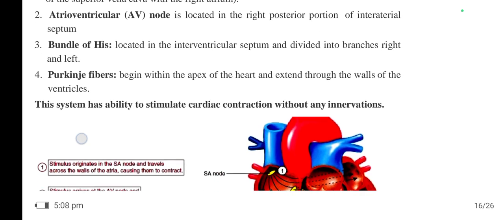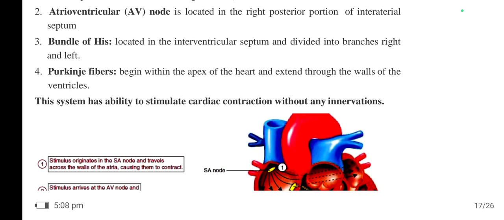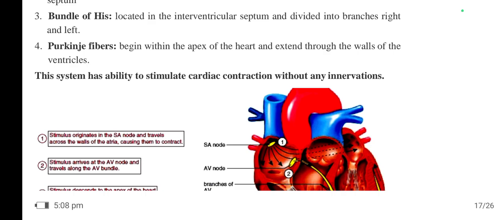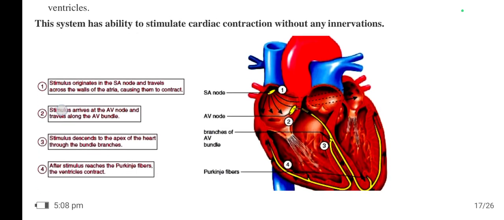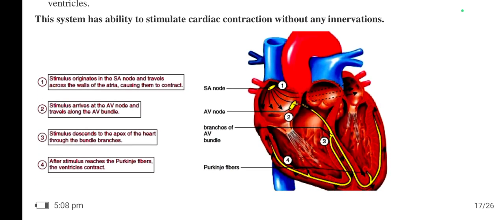Atrioventricular node, that is AV node, is located in the right posterior portion of the interatrial septum. Bundle of His is located in the interventricular septum and divided into branches, right and left. Purkinje fibers begin within the apex of the heart and extend through the wall of the ventricle. The system has ability to stimulate the cardiac contraction without any interventions.